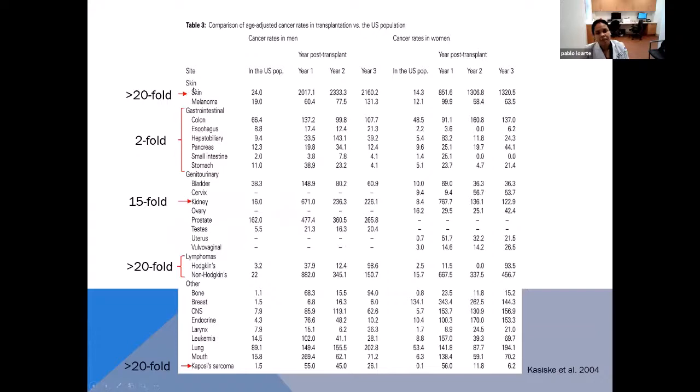We usually have our patients see a dermatologist once a year for a regular skin checkup, so that they can identify it early if they were to develop it. Patients with a transplant have a 2-fold increased risk of GI malignancy, a 15-fold increased risk of developing RCC of the native kidney, not of the transplant, more than a 20-fold increased risk of lymphoma, and more than a 20-fold increased risk of Kaposi sarcoma.